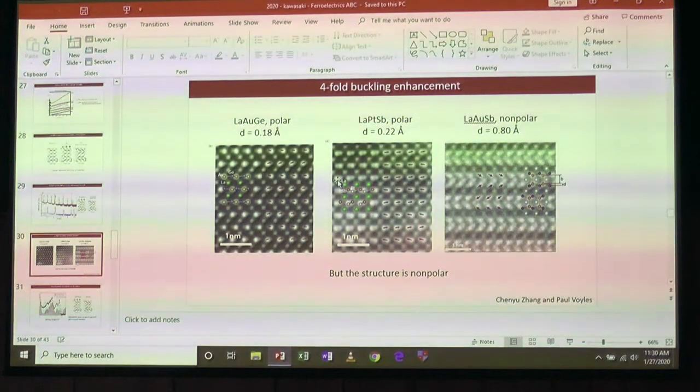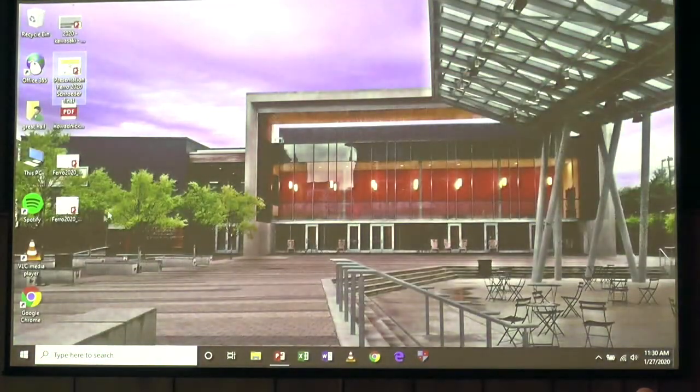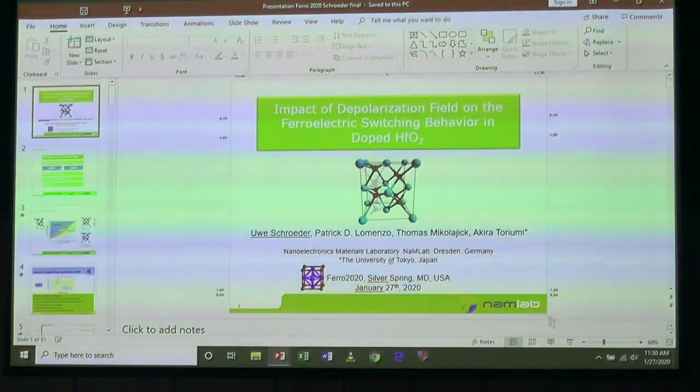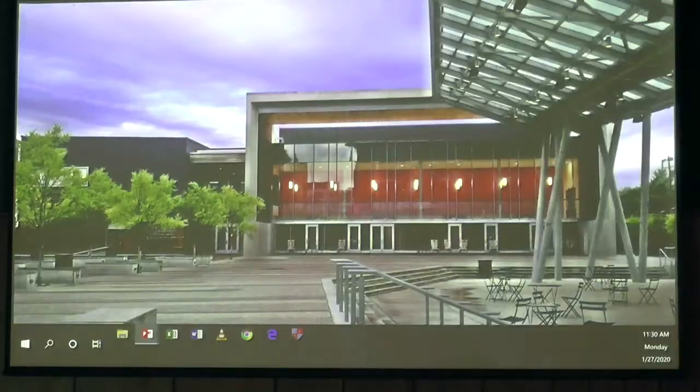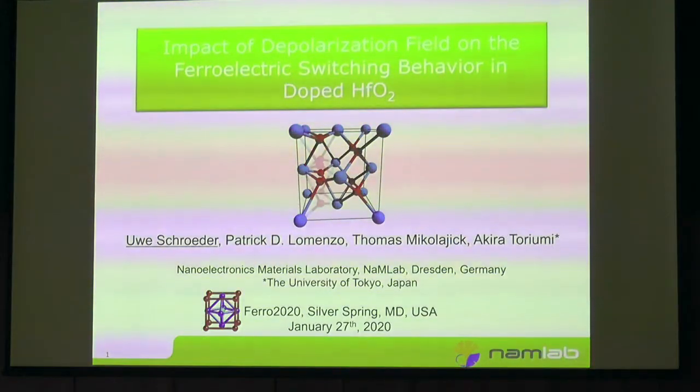All right, so continuing our theme of non-traditional ferroelectric materials, our next speaker is an invited talk. Schroeder from NAM Lab in Dresden, Germany, will tell us a little bit about their ongoing work with hafnium oxide-based systems.